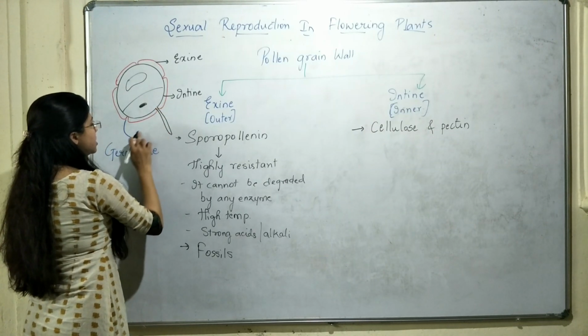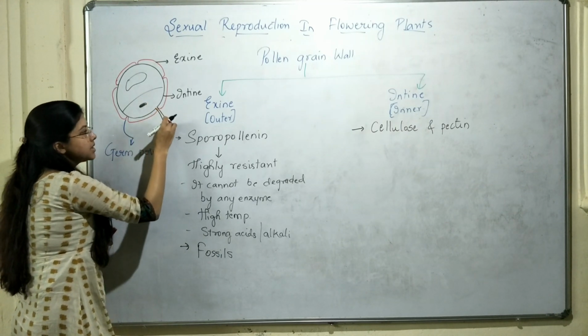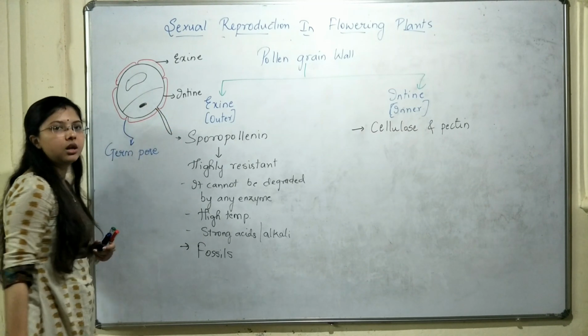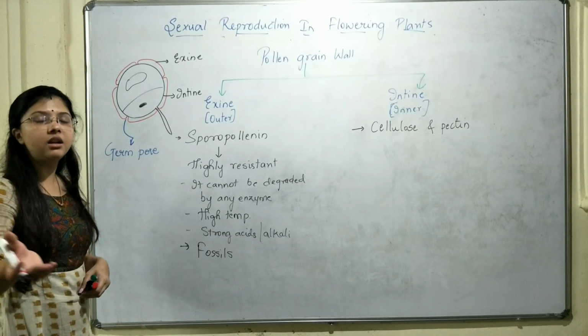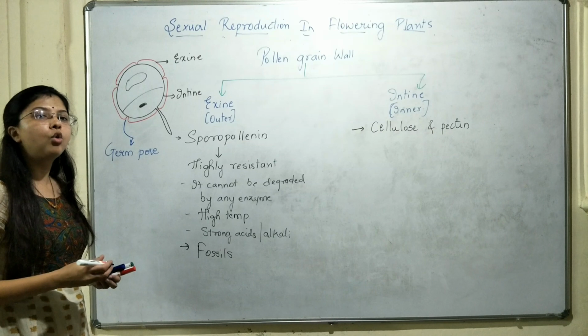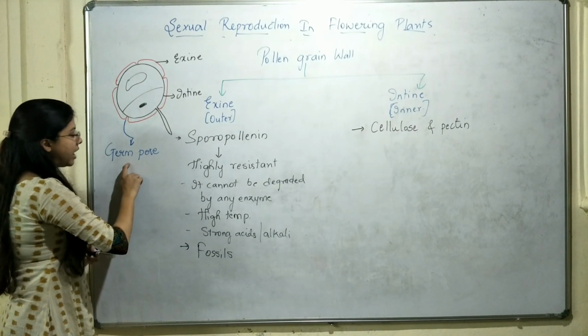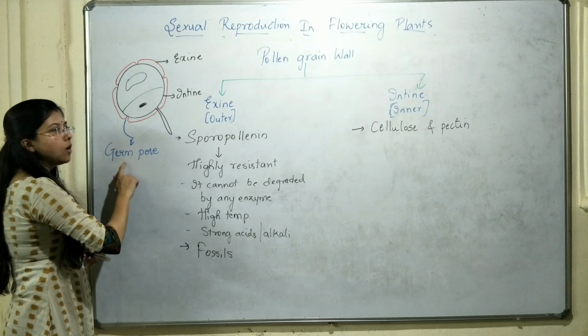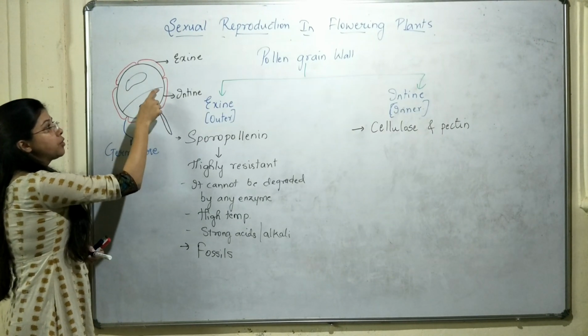And of course here the generative cell will also divide to form the two male gametes, so the two male gametes will enter into the pollen tube and then they can go for the process of fertilization. So that part from where the pollen tube develops is called a germ pore. And remember, the pollen tube is going to develop from the intine.